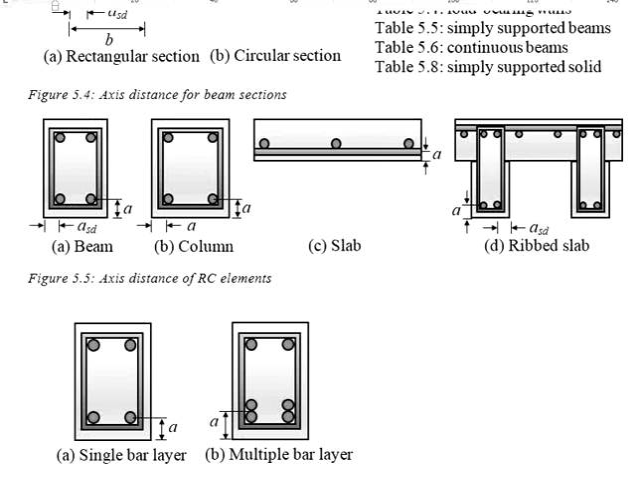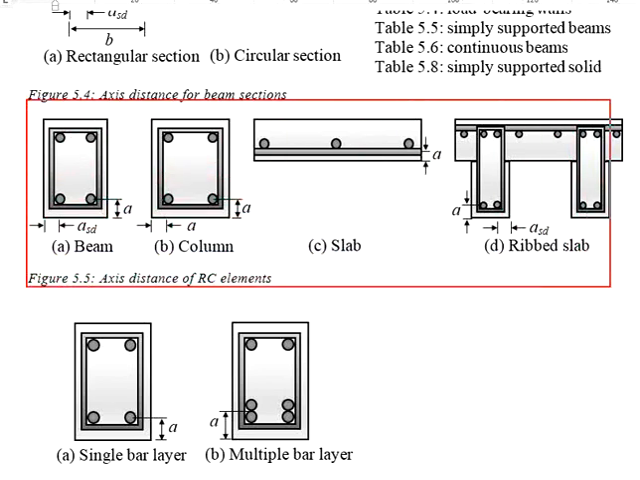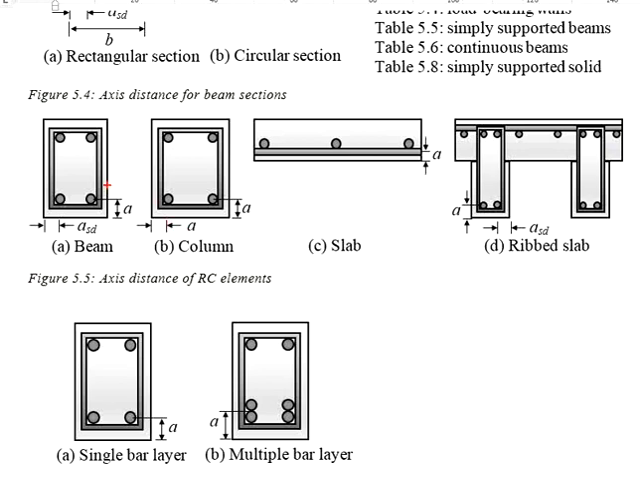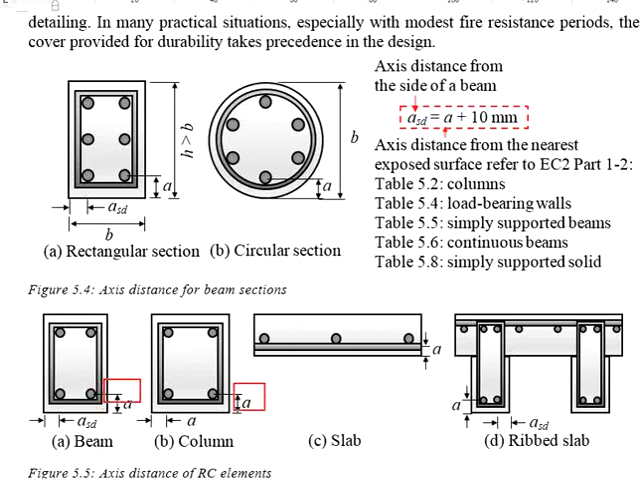To further enhance your understanding, you may look at the figures here. You see the differences between the A and the ASD. A here refers to the axis distance from the nearest exposed surface to the centroid of the reinforcement, and this applies to all the structural elements. As for the ASD, this one is applicable for beams. Specifically, we are talking about the axis distance from the side of a beam.